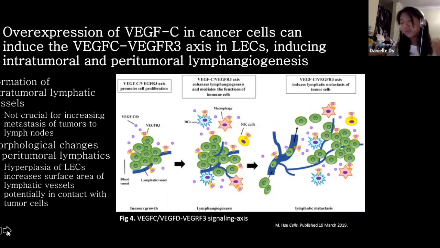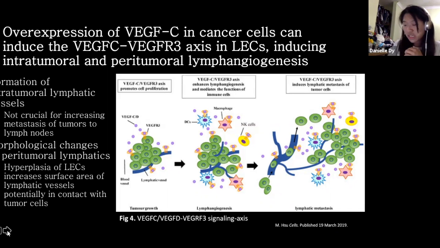All right. So overexpression of VEGF-C, that specific ligand, in cancer cells can therefore induce that signaling axis, so that interaction between ligand and receptor, and that in turn will induce both intratumoral as well as peritumoral lymphangiogenesis. So intra obviously means like within the tumor, peri is around.